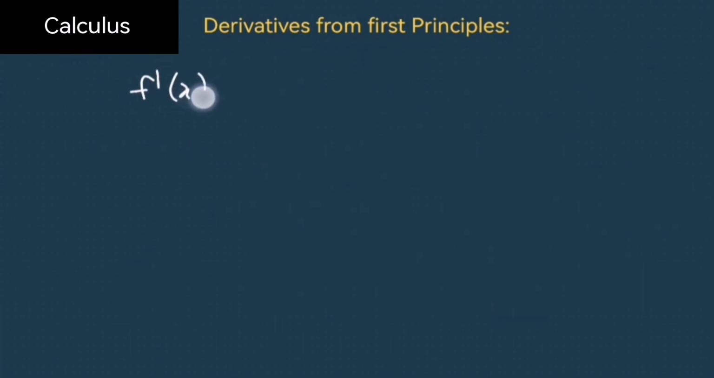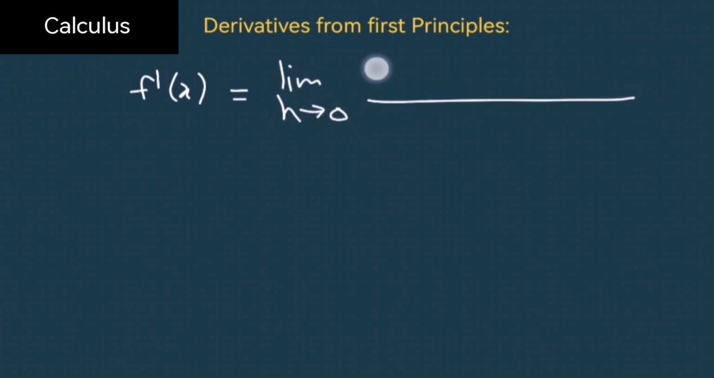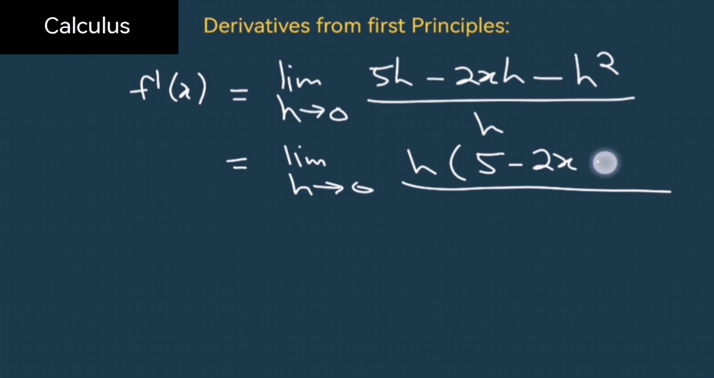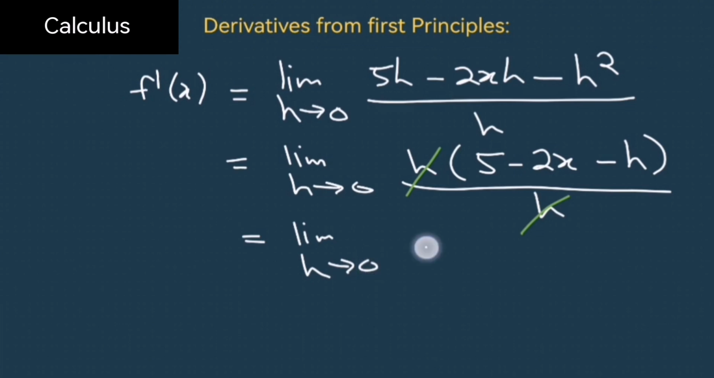So, continuing with the limit as h approaches 0, make sure you always keep writing this. We'll say 5h minus 2xh minus h squared all divided by h. Again, it's important once you have all these terms with h to factor out h as a common factor. That leaves us with 5 minus 2x minus h divided by h. Again, notice how these h's will cancel, and you'll be left with the 5 minus 2x minus h.